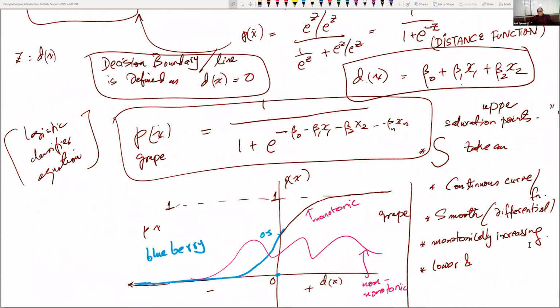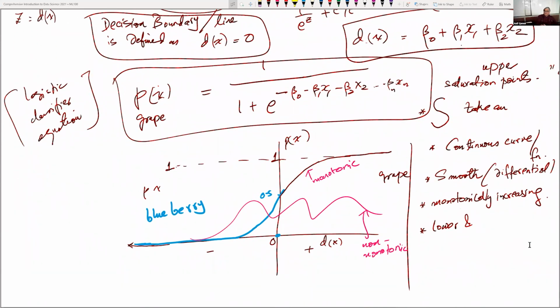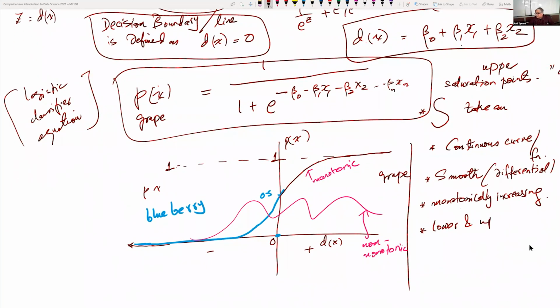So this is our sigmoid function. Let me see, upper and lower asymptotes, right, or saturation points, saturation values. That's better. Right? It's a sigmoid.